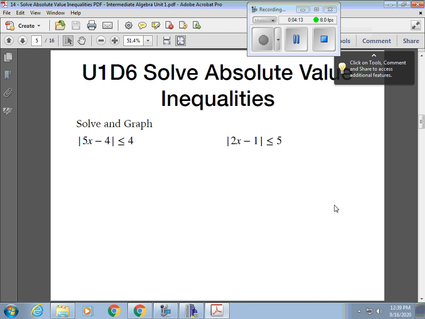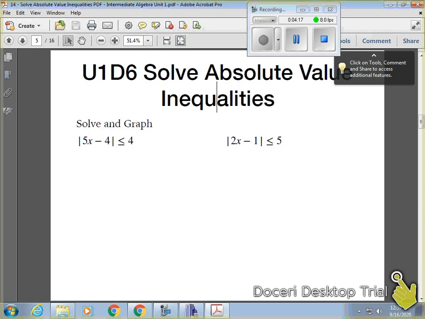On the next one, absolute value of 2x minus 1 is less than or equal to 5. Absolute value is by itself. There's nothing on the outside of the absolute value symbol, so I split it into two cases. 2x minus 1 is less than or equal to 5, and 2x minus 1 is greater than or equal to -5. Solve both cases.